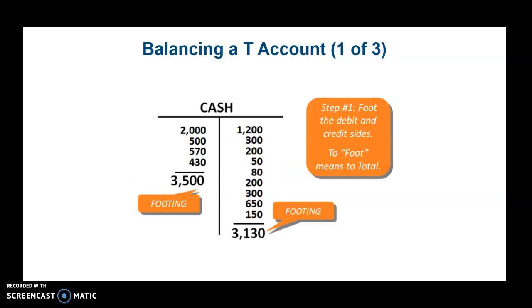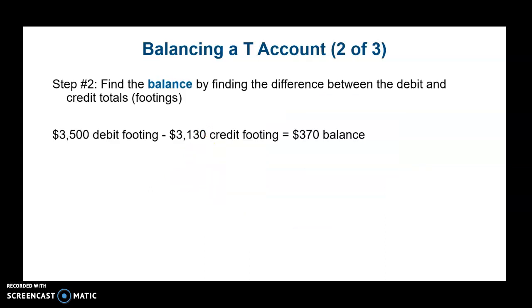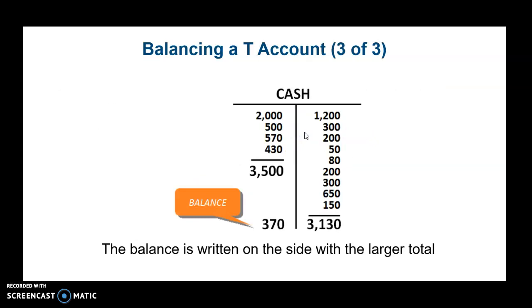When we go through a balance, what we like to do is what we call a footing. We want to get the final total number of it. So if I added up everything on the credit side, you would see that in cash it was $3,130. If I counted everything up on the debit side, it was $3,500. So to find the balance of it, we're going to take our debit minus our credit, and that says that cash has a balance of $370, which will be written on the side of the larger amount. So whichever side is the larger amount, that is what we call the balance of an account.